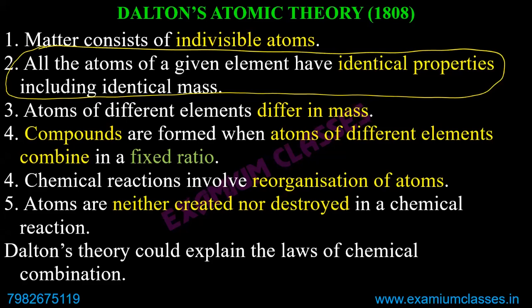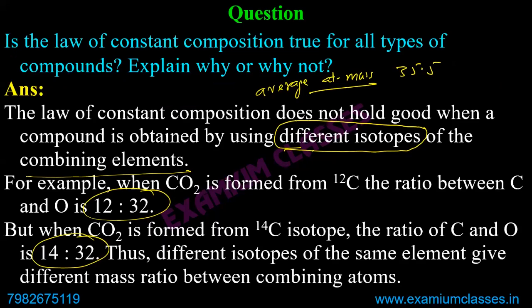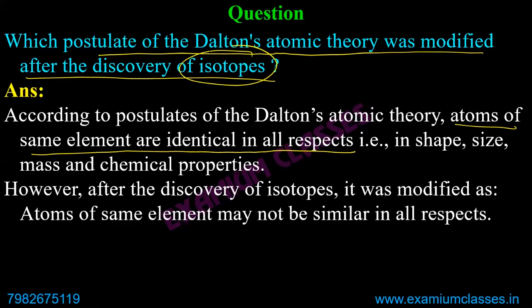So this part of the Dalton's atomic theory was modified after discovery of isotopes. However, after the discovery of isotopes, it was modified as atoms of same element may not be similar in all respects. These will be same for same type of isotopes of same element.